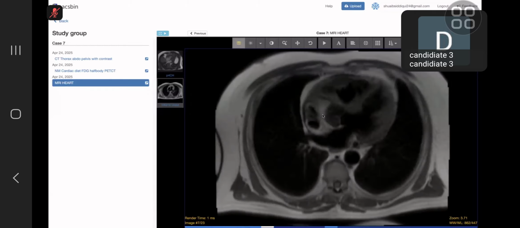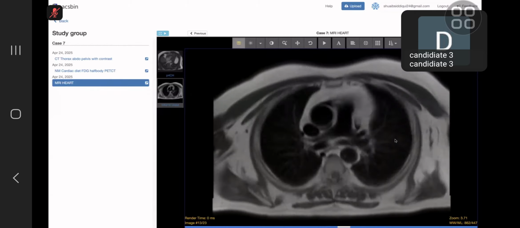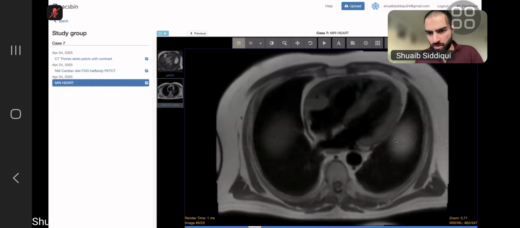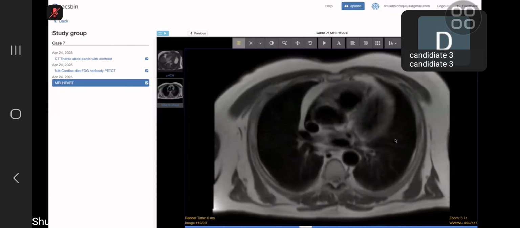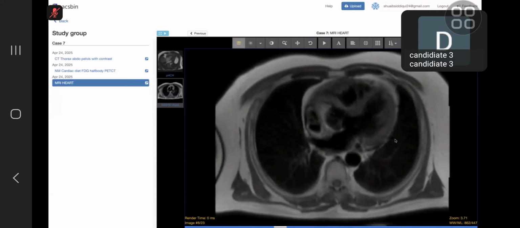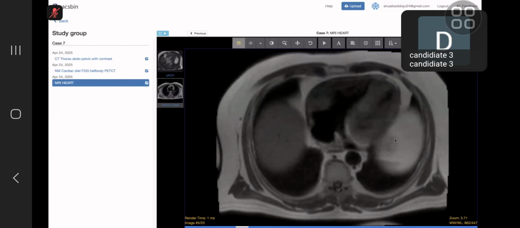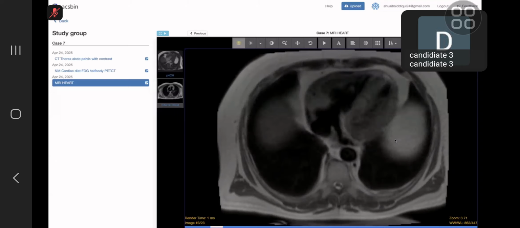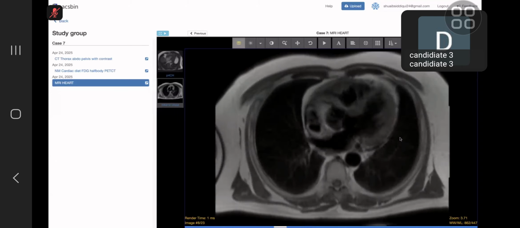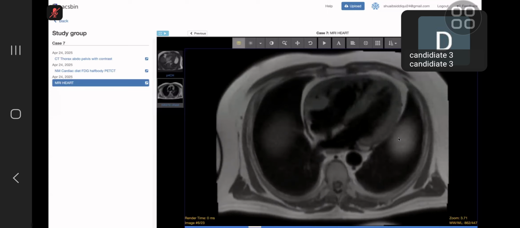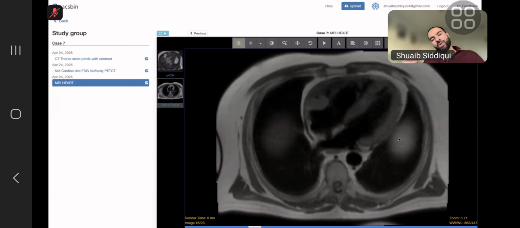I want to check the other. Okay, this is the dark blood image for the cardiac. It would be the same: the wall of the right ventricle and the interventricular septum.